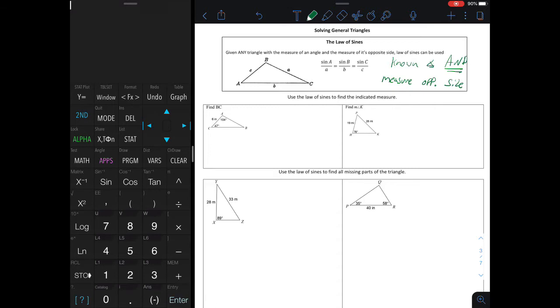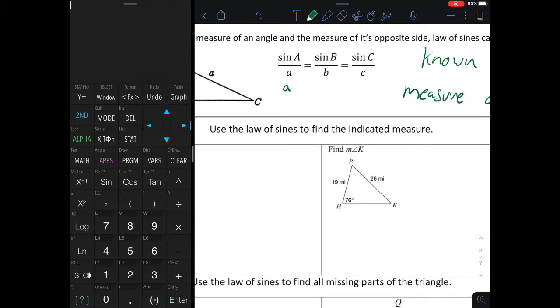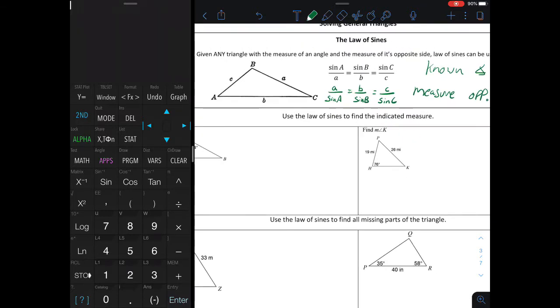Now, I wrote the formula down here as sine of the angle divided by the measure of its opposite side. The reciprocal of all of those work as well. And in fact, sometimes it's more helpful, depending on what you're solving for, that I could say the side divided by sine of the angle. And that's the same thing. So whichever way you want to use it is fine. The important thing to know is that the angle measures go inside of sine and the sides are on the opposite part of the fraction here.